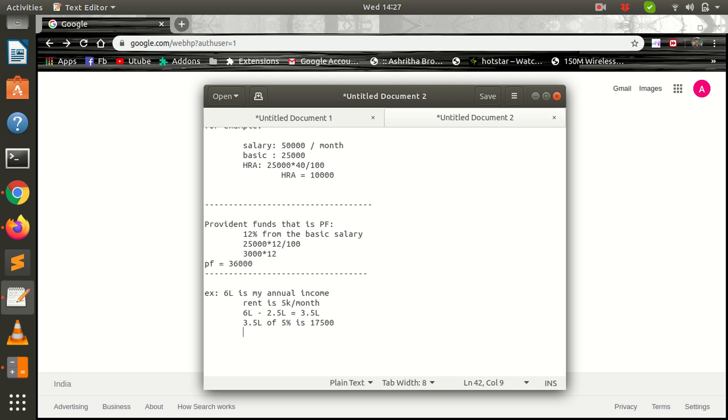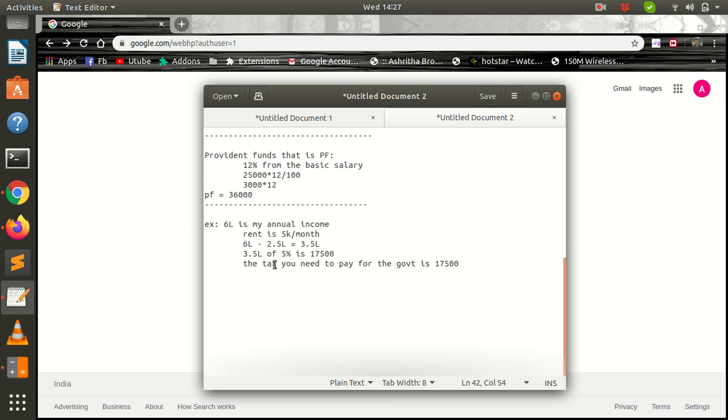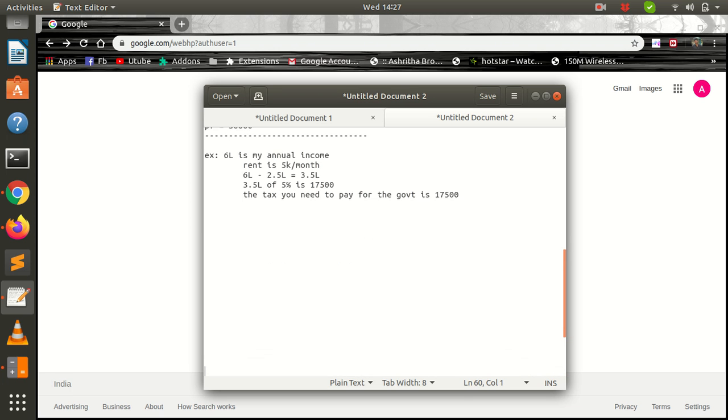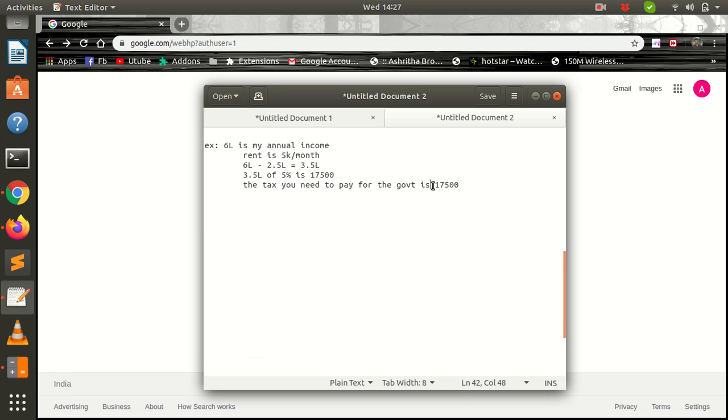17,500 rupees is the tax you need to pay to the government. Now I am going to show how to reduce this amount. 17,500 is a very huge amount, right?